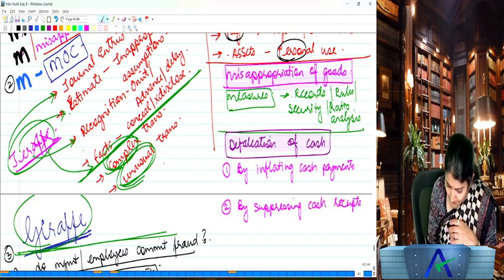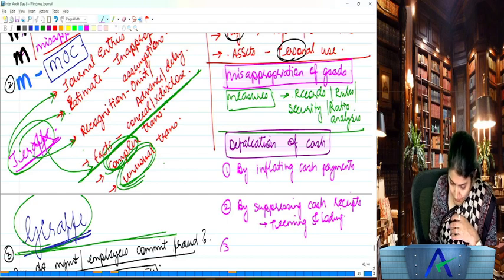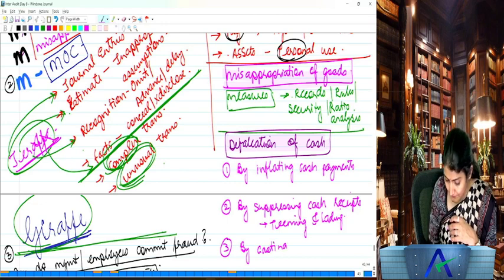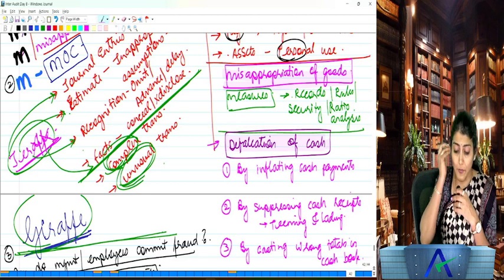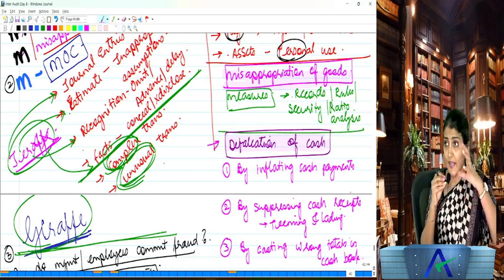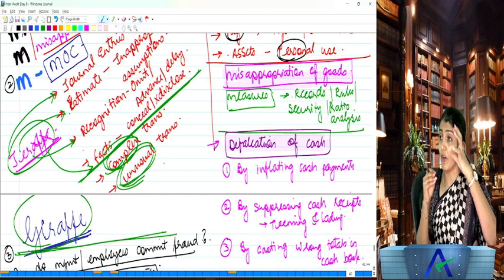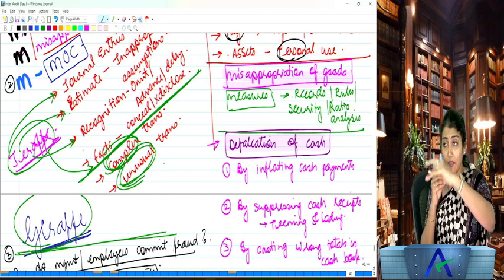Under the cash receipts, you have that topic over there regarding teeming and lading. And then you also have casting the wrong totals. Casting means totaling, right? So by taking the wrong totals in the cash book. Okay, right? So defalcation of cash. Could it be a wholesale question? Can they ask you regarding the defalcation of cash? Then what will you write down? Inflating payments, suppressing receipts, and casting the wrong totals.